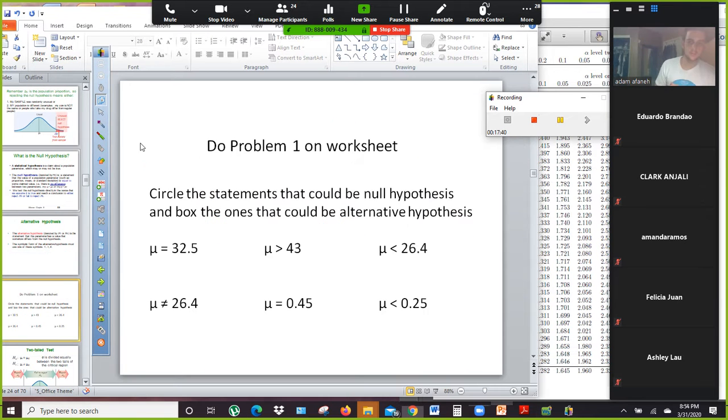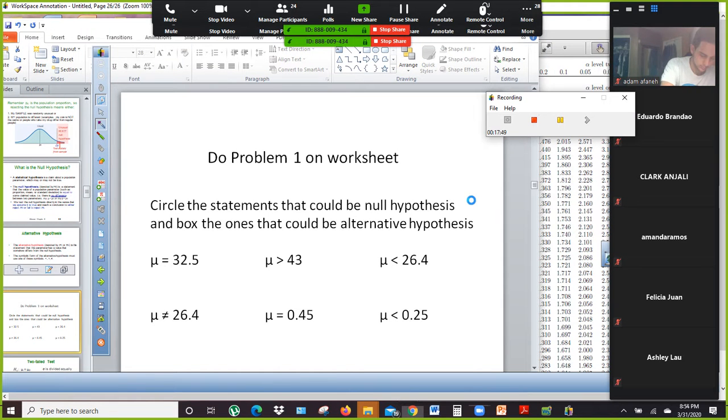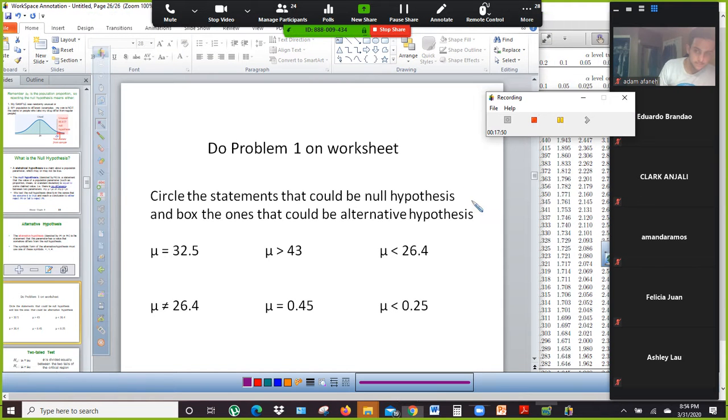So you guys do problem number 1 on your worksheet. Circle the ones that could be null hypotheses and box the ones that could be alternative hypotheses. So go ahead and take a minute and do those, and then I'll call on people randomly to give their answers.